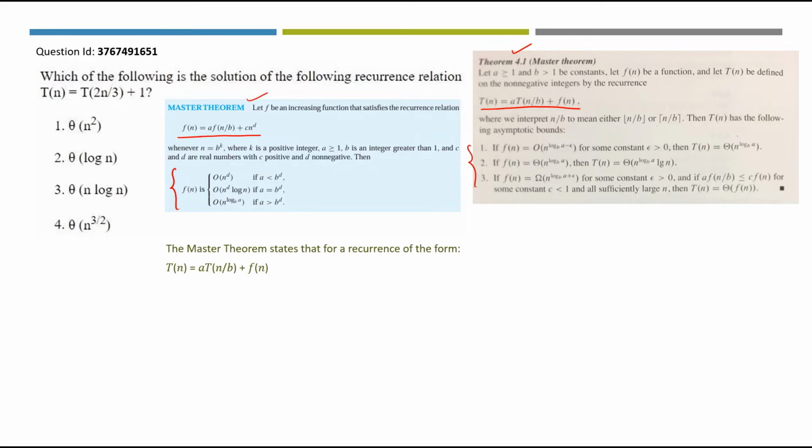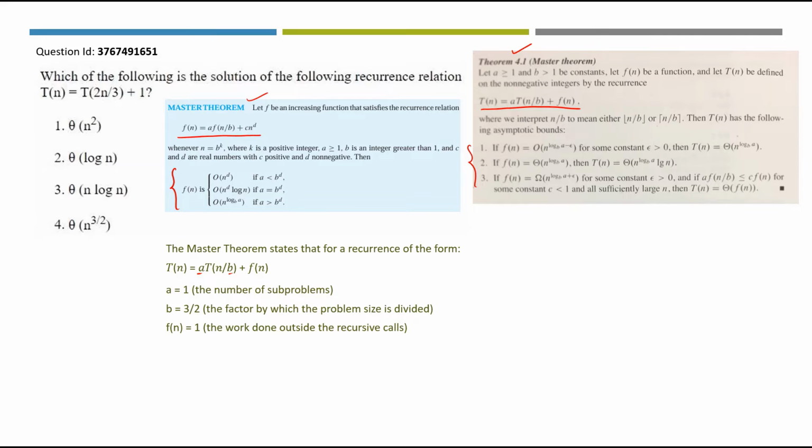The Master theorem states that for a recurrence of the form T(n) = a·T(n/b) + f(n), the number of subproblems is denoted by a and the factor by which the problem size is divided is given by b. What about f(n) that comes outside here? This is the work done outside the recursive calls. So whatever happens in between a·T(n/b) is about recursion, and whatever is given along with the recursive call is the work that is done outside the recursive calls.